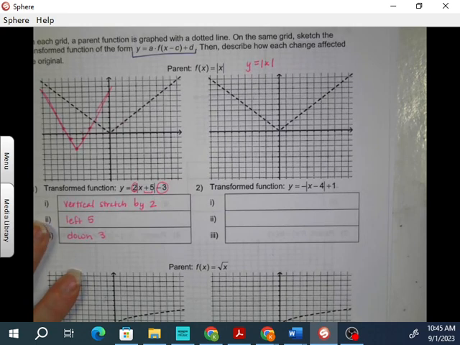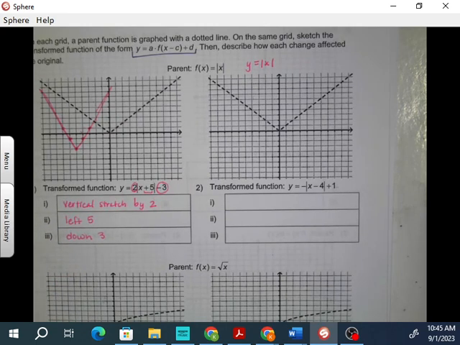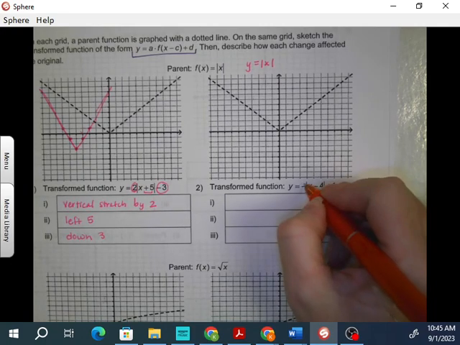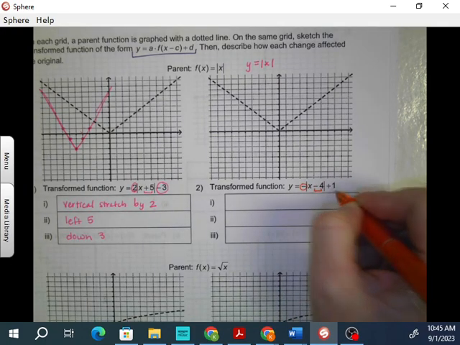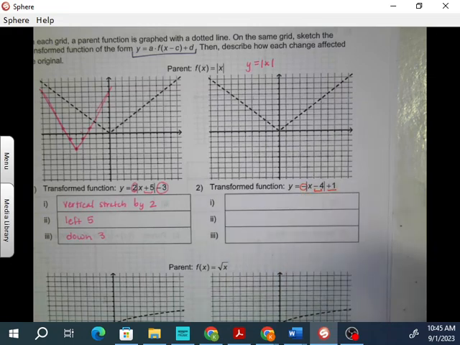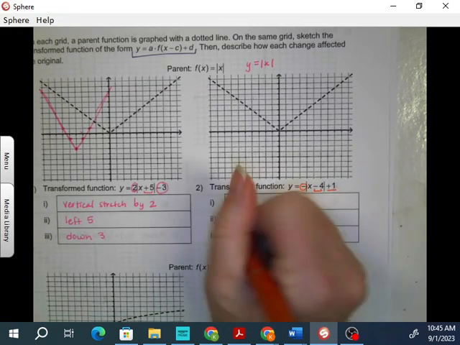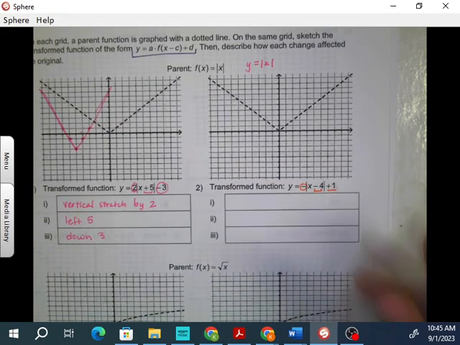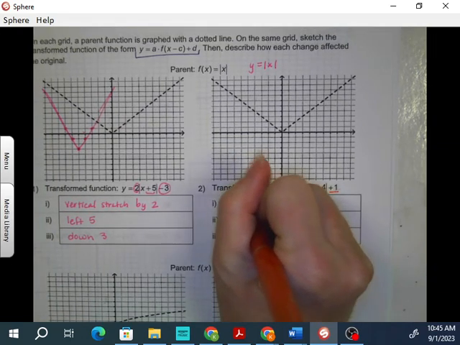Looking at number 2. Again, I have 3 separate transformations: the negative in front, the minus 4, and the plus 1. What does the negative in front do? It reflects it across which axis?